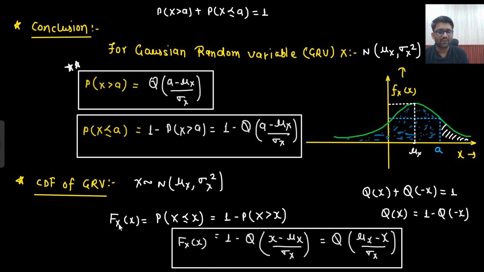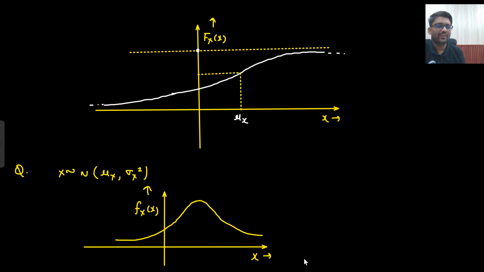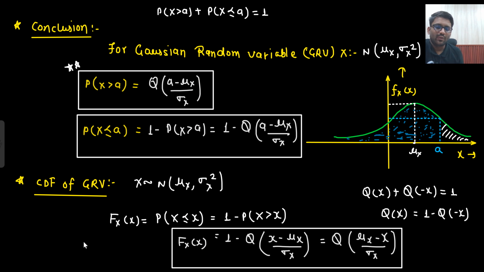So if you need to find Fx of x, then you can follow this process and you will get the answer. What does Fx of x say? X should have a value lesser than or equal to small x. Then it is 1 minus the probability of x taking value greater than or equal to small x. If I know the answer of this one, then I can write 1 minus Q of (small x minus mu x) divided by sigma x. So this is the answer you are getting. Well and good. Okay, so this is the graph of Fx of x. Just let me know what will be the value of Fx of mu x.